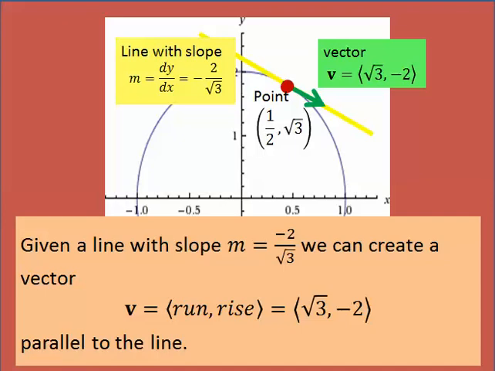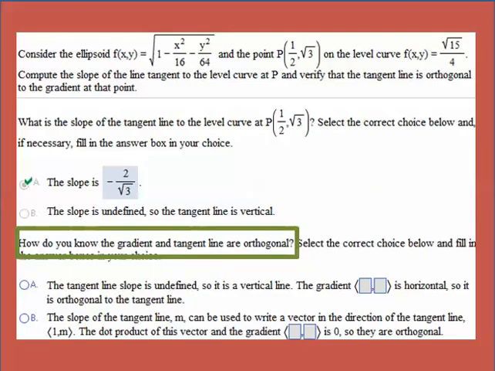From now on, v will refer to the vector which is parallel to the tangent line of the level curve at the given point. Okay, so we have gotten our slope correct, and the next thing that we need to do is say how we know the gradient and the tangent line are orthogonal.